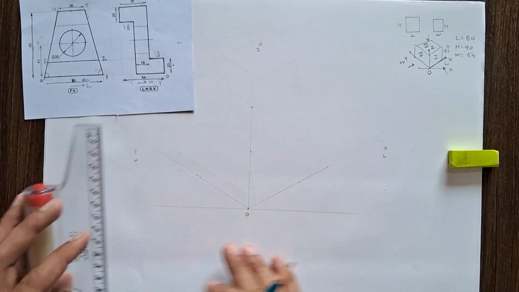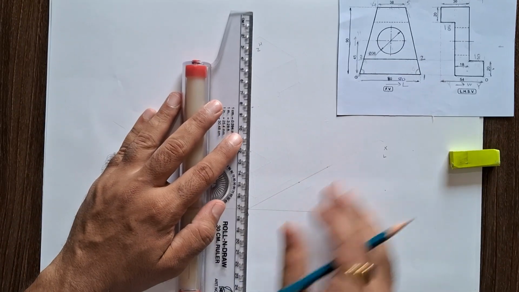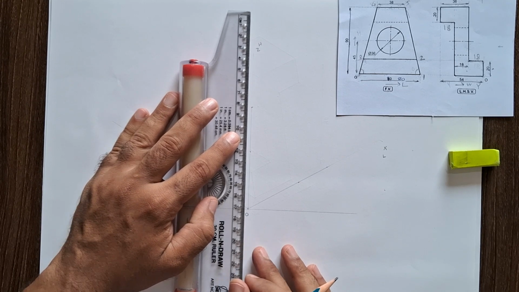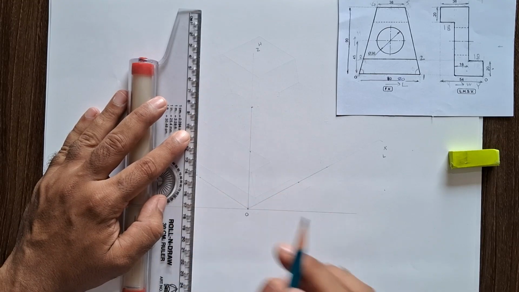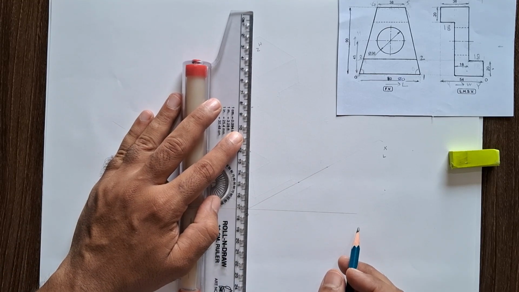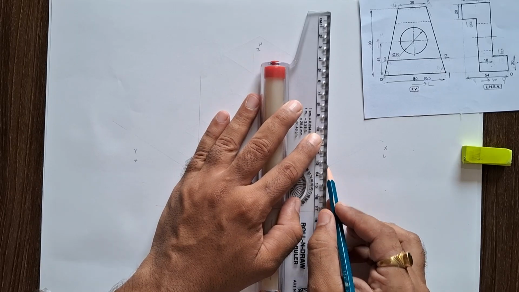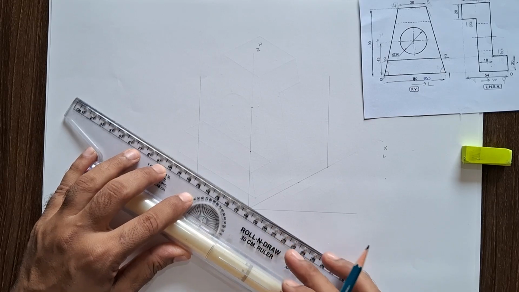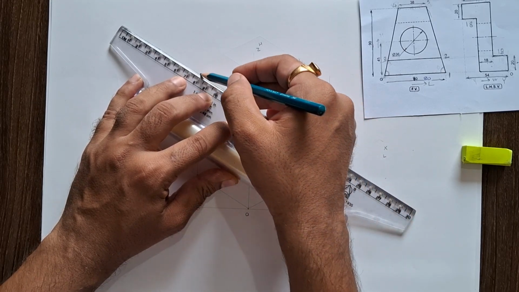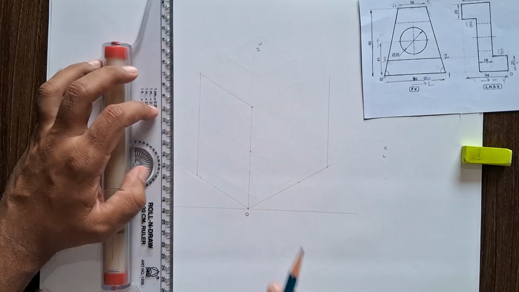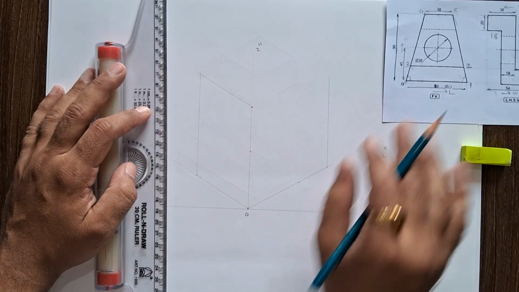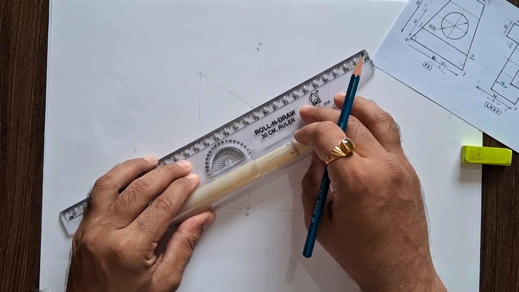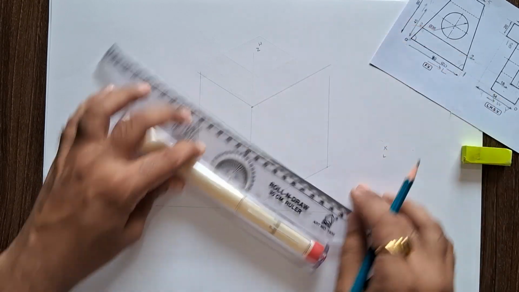Now by using the ruler, complete an isometric box. So adjust the ruler along the z-axis and draw the vertical line. Similarly, adjust the ruler along the z-axis and draw the third z-axis. Now adjust the ruler along the y-axis and draw plane number 2. Similarly, adjust the ruler along the x-axis and draw the line.